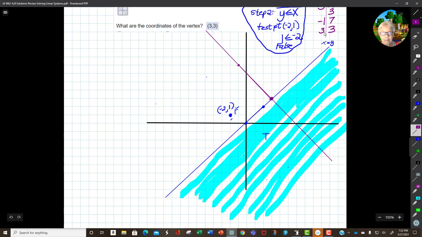All right, now, again, I need to choose a test point. It can be any point not on the red line. It could even be on the blue line. How about this point right here? Let's see what that point is. That is the point negative 1, negative 2, negative 3, negative 4, negative 5, 1, 2, 3, 4, 5, 6. Okay, this point is negative 5, 6.